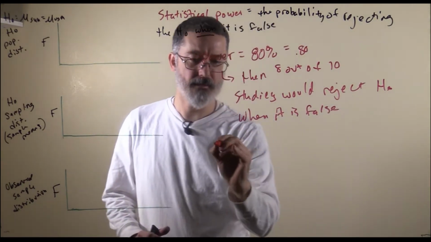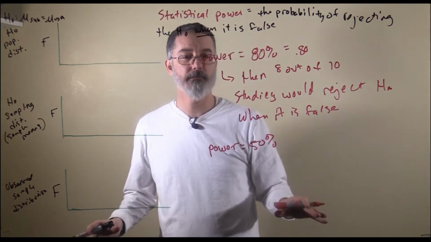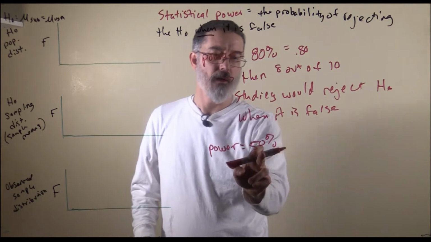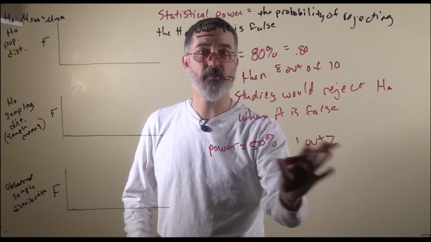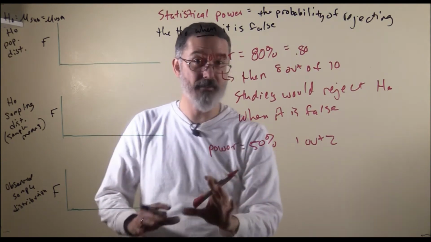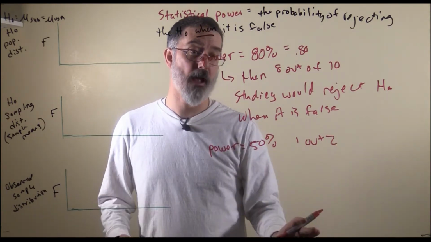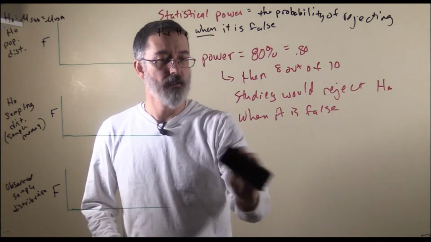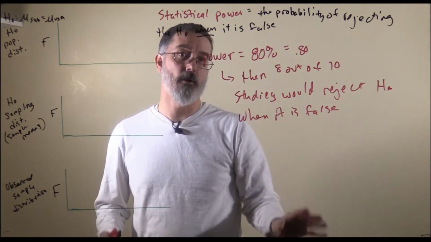So consider another example. Let's say you have power of 50%. That means if you do your study and there really is an effect that's consistent with your research hypothesis, only 5 out of 10 or 1 out of 2 times, only half the time would you even get a significant effect. So a power of 50% is actually a very low power. Half the time that you do your study, you're going to be wasting your time because you're going to fail to reject a null hypothesis when you should have. So 80% is kind of a social convention that researchers have agreed on. In that case, 8 out of 10 times you'd reject the null hypothesis when it really is false.